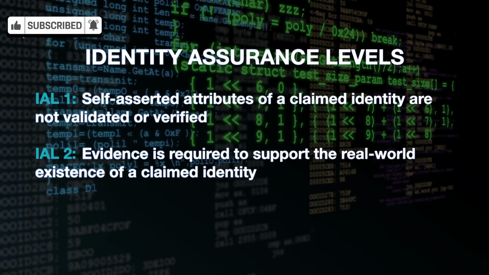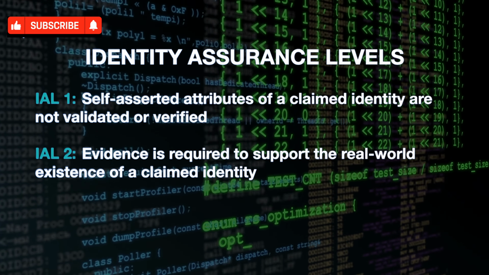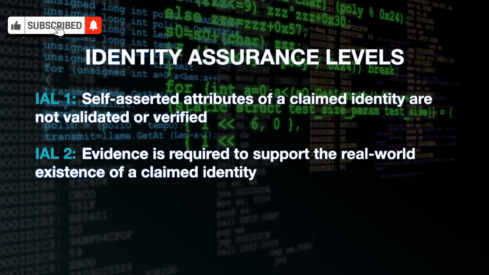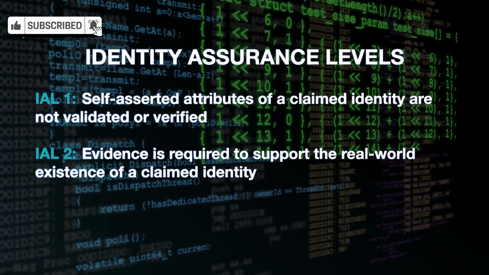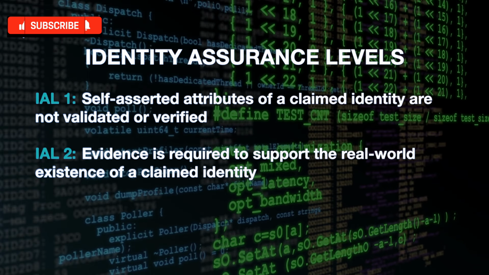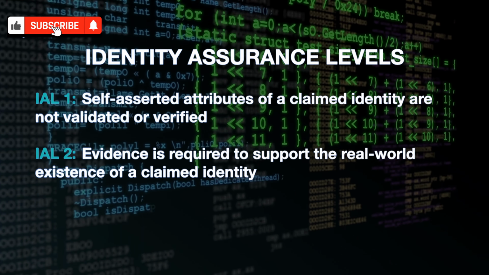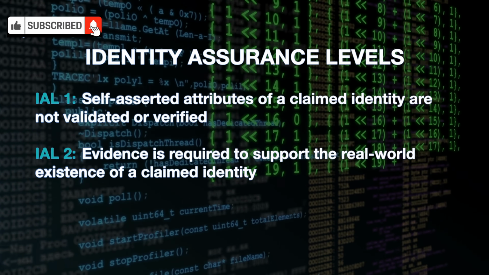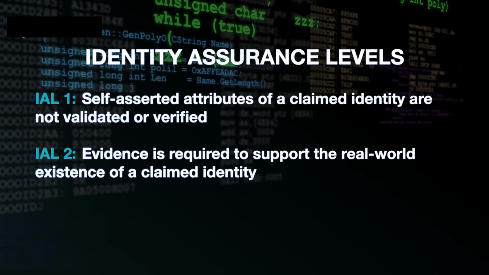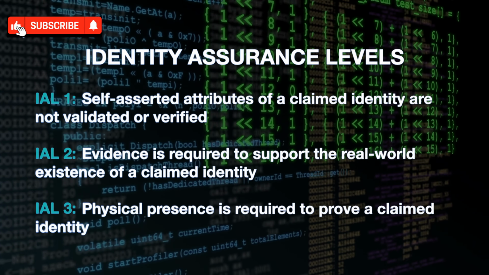Then we have level 2, which is where evidence is required to support the real world existence of a claimed identity. This can be done remotely, but is preferred to be in person. An example would be a guest user account. Someone comes into your organization and wants internet access, right? So their privileges are going to be very limited. So we could have a simple online form that they have to fill out and complete and provide a little bit of information, including their company name, contact information, and employee ID number, and so on.